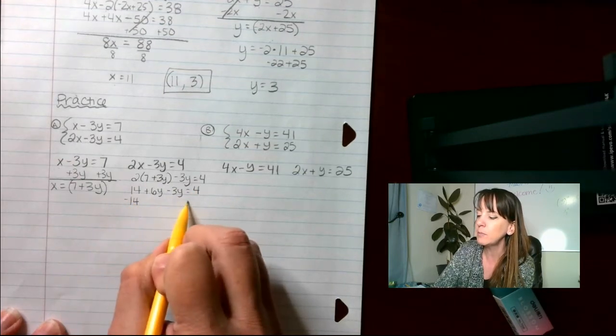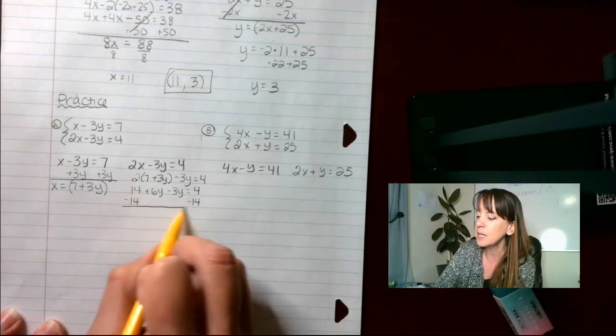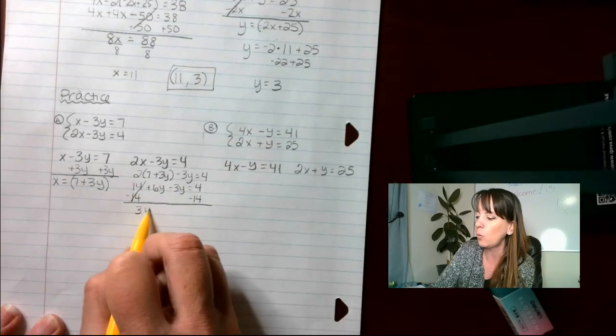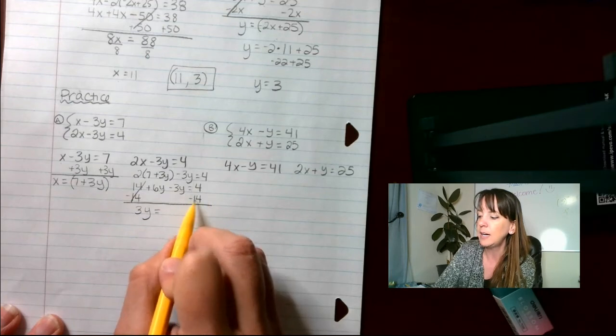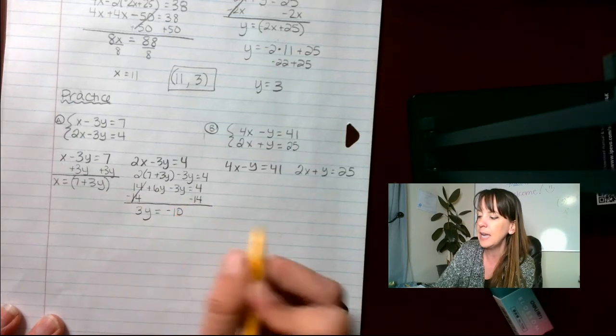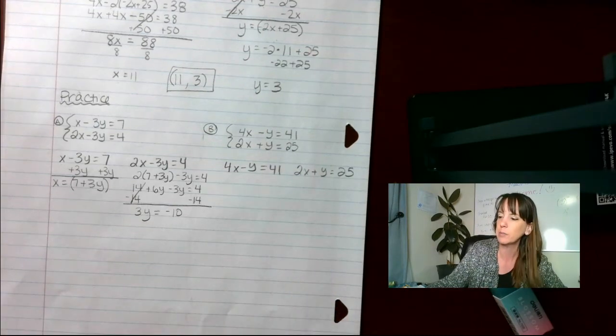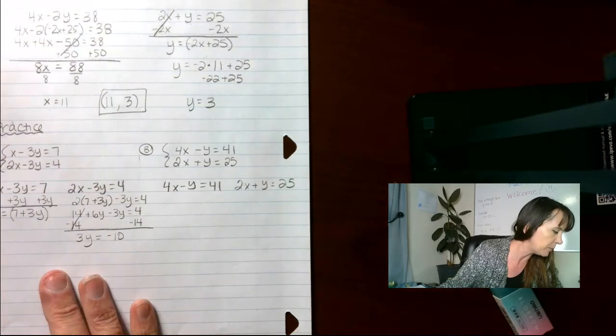Minus 14 from both sides. At the same time, I can do 6y minus 3y, which gives me 3y equals negative 10. Let me make sure I got that right. It could be that I also just didn't write the problem down right. Stand by, my friends.